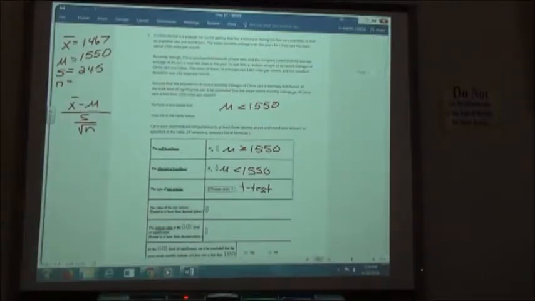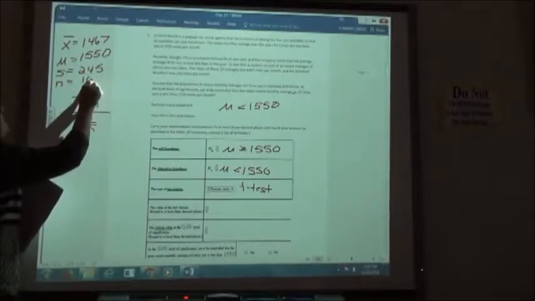How many cars did we sample? How many mileages did they test? 10. There's only 10 there, yep. And it's going to be 10.